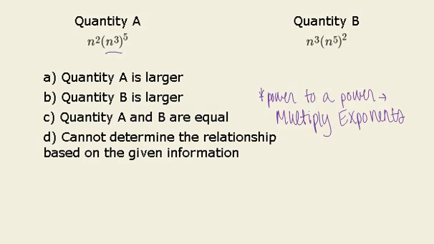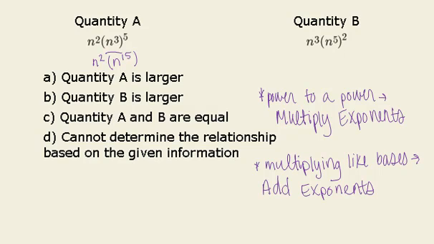So in multiplying those exponents, we would get 3 times 5, or n to the 15th. N to the 15th is still being multiplied by n squared. So when we have like bases, we need to add the exponents. So in this case, n to the second times n to the 15th would give us n to the 17th power.